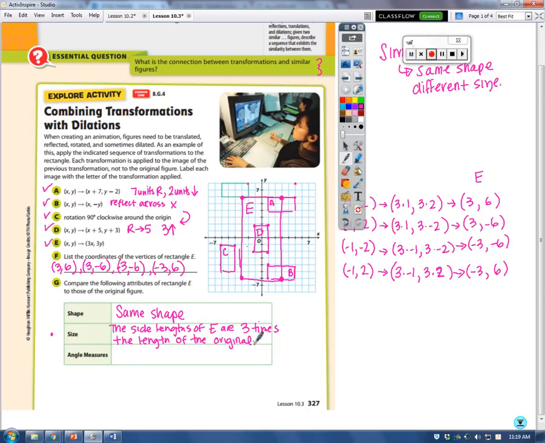We could also say enlarged by a scale factor of 3. Right? Okay, and angle measures, okay? We know that if the side lengths are proportional to the original, right? The side lengths are proportional, then the angle measures should be the same. So angle measures are the same.